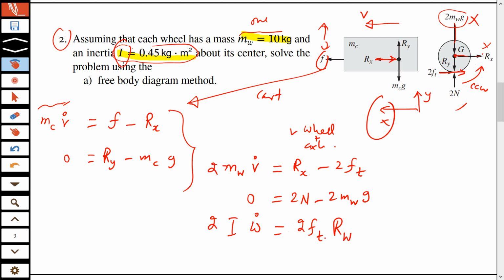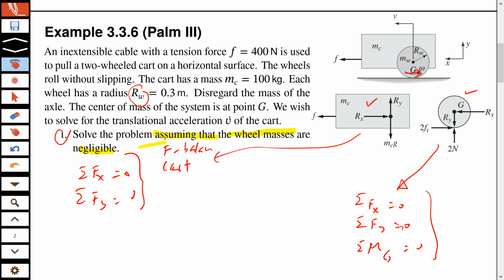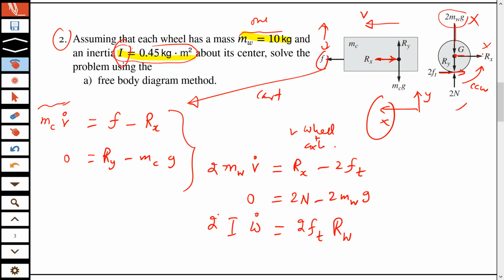What is the goal? The goal is to write the equation of motion. We wish to solve for the translational acceleration. This is what we want to know. So you want an expression for v dot. That is only possible if we can write the equation of motion.